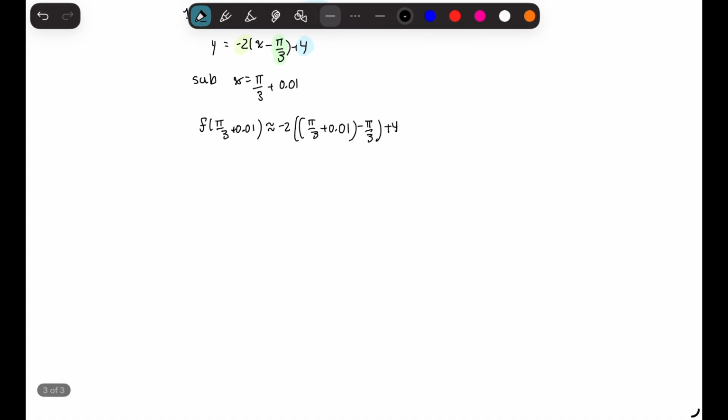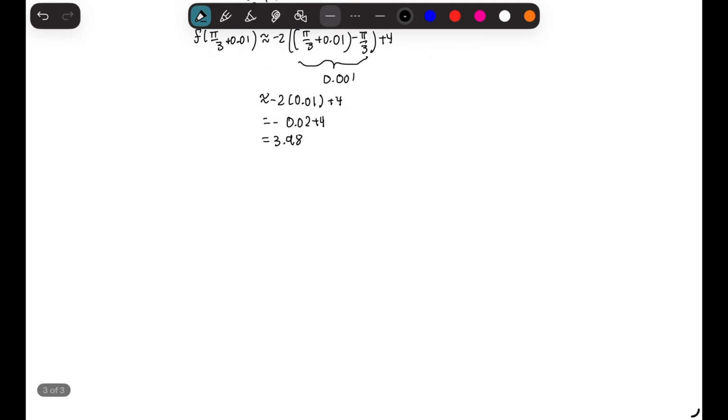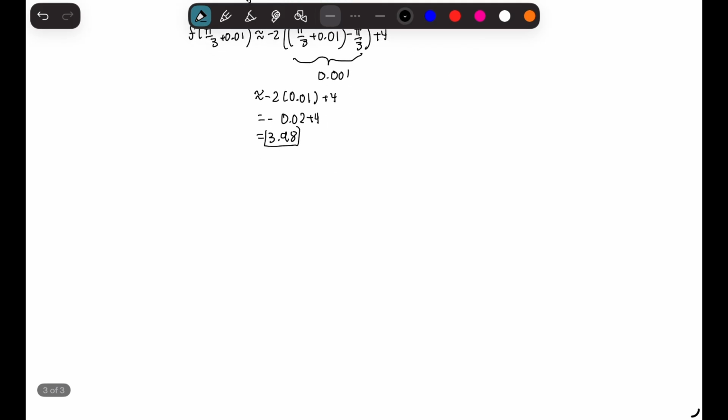So inside of your parentheses, that's 0.01. So you can write this as -2 times 0.01 plus 4. 3.98 is going to be your approximation.